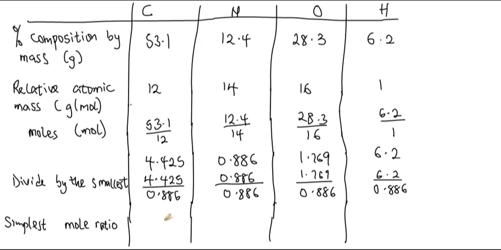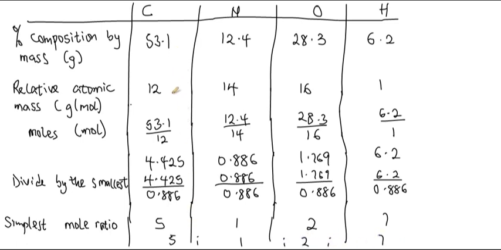Dividing this, we have 5. This gives 1. 1.769 divided by 0.886 gives 2, while 6.2 divided by 0.886 gives us 7. So the simplest mole ratio is in the ratio of 5, ratio 1, ratio 2, then ratio 7.